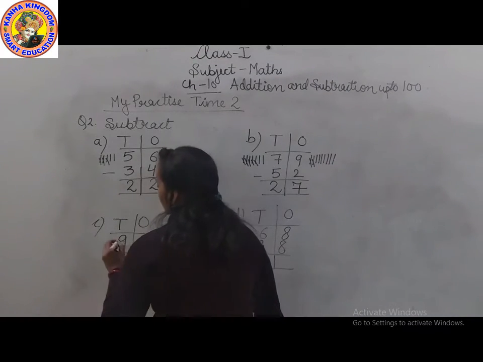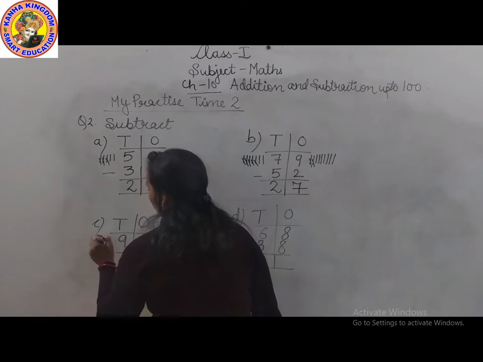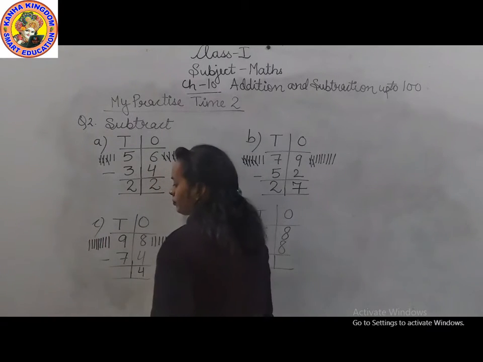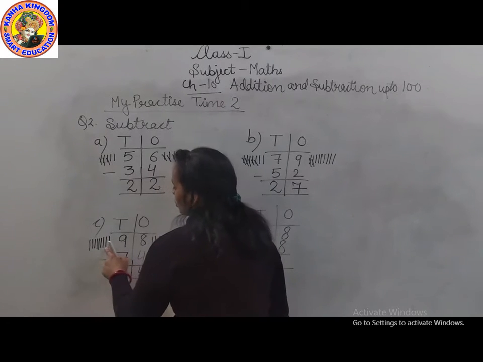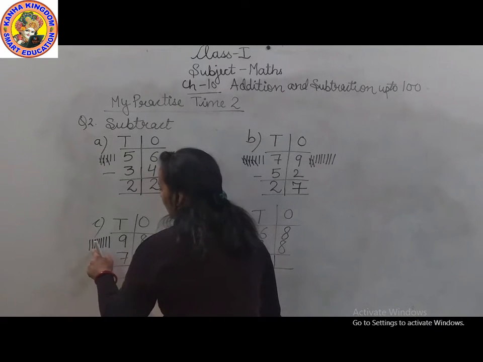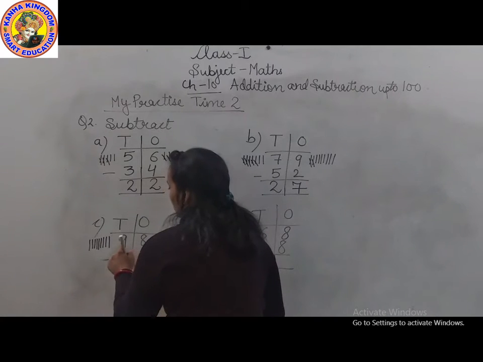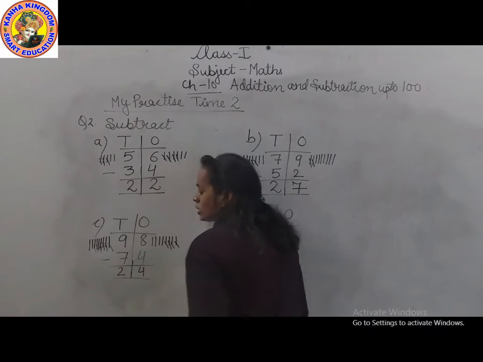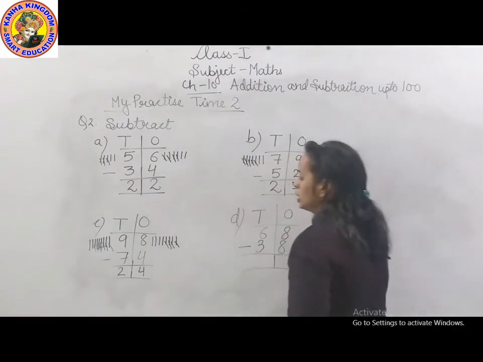Now 9 tens minus 7 tens. Counting to 9 and taking away 7, 9 minus 7 equals 2.